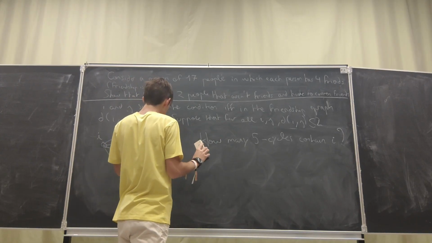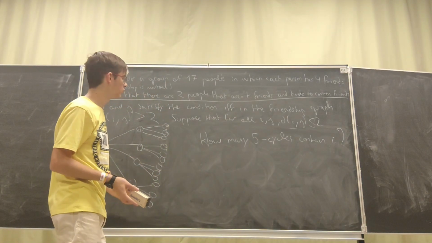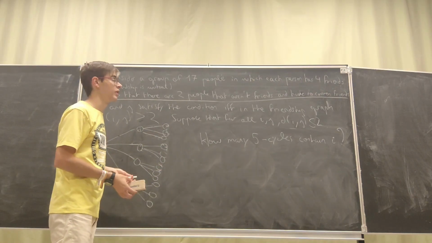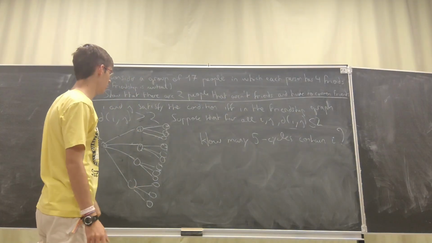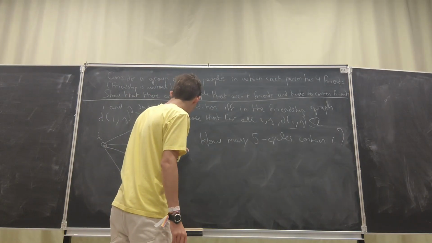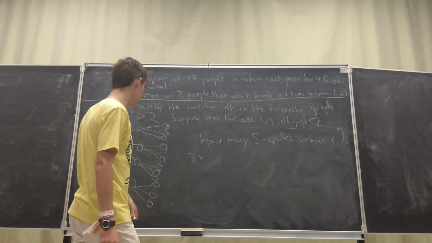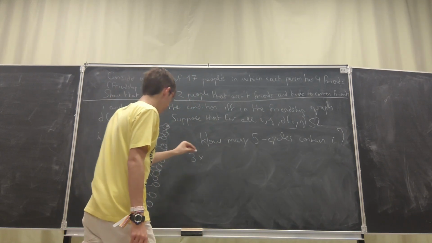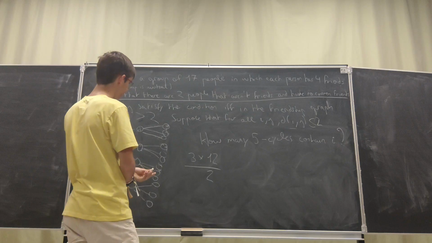So we basically just need to be careful. Instead of summing all of the missing degrees, we need to just sum the number of edges that are missing. So how many edges are missing? Well, we have 3 times this number of guys, 1, 2, 3, 12, divided by 2, okay?